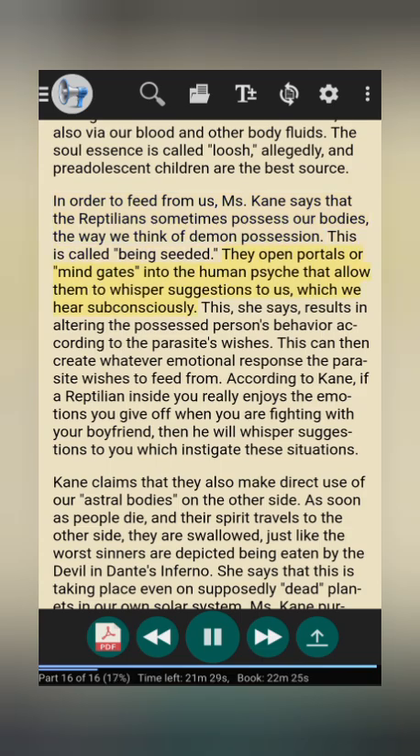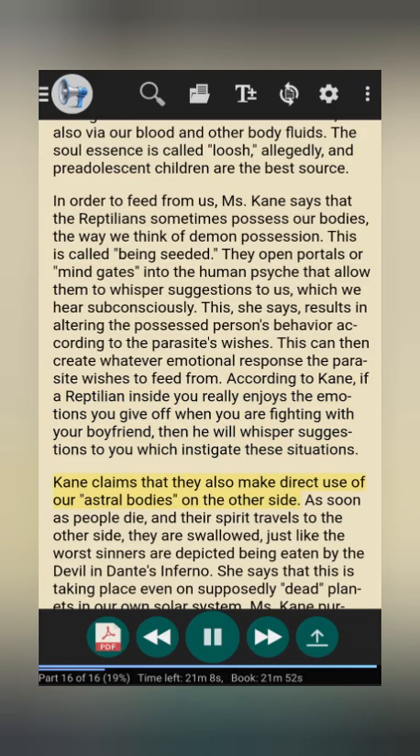They open portals or mind gates into the human psyche that allow them to whisper suggestions to us, which we hear subconsciously. This, she says, results in altering the possessed person's behavior according to the parasite's wishes. This can then create whatever emotional response the parasite wishes to feed from. According to Kane, if a reptilian inside you really enjoys the emotions you give off when you are fighting with your boyfriend, then he will whisper suggestions to you which instigate these situations.